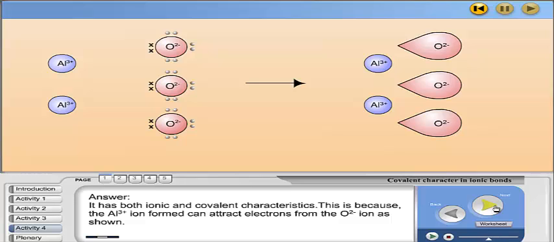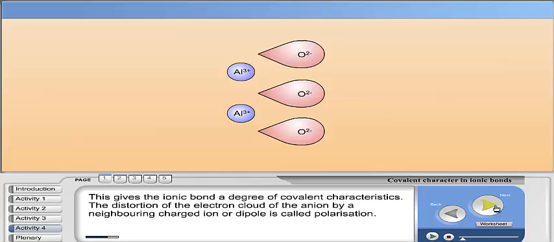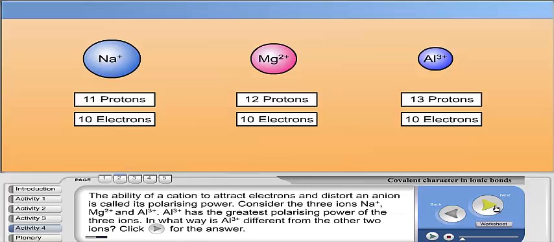This is because the Al3+ ion formed can attract electrons from the O2- ion as shown. This gives the ionic bond a degree of covalent characteristics. The distortion of the electron cloud of the anion by a neighboring charged ion or dipole is called polarization. The ability of a cation to attract electrons and distort an anion is called its polarizing power.